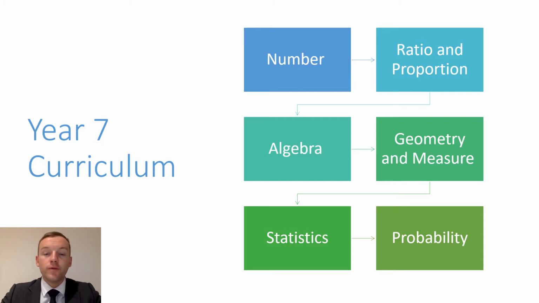In algebra, we look at notation and simplifying. We look at substitution, linear equations, coordinates, and straight line graphs. We also look at sequences in this. Geometry and measure, we look at the units of measurement. We look at perimeter, area, and volume. We also learn about properties of shape, angles, construction, and symmetry. In statistics, we learn about data collection and representation, and we also look at averages and spreads. Finally, in probability, we look at basic probability as well as sets.